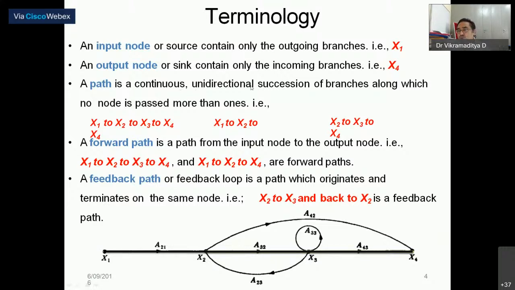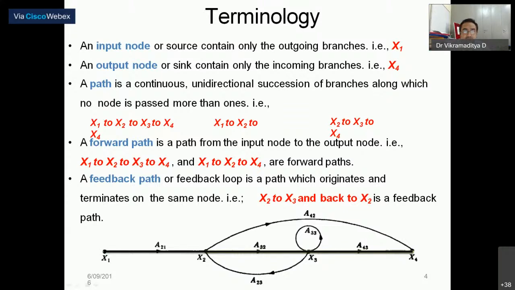It will choose only one direction, that is, either from input to output or from output to input. It is not that you go from input towards output, then again move back towards the input side. No, it is not there. It is always a unidirectional succession of branches. The branches should be in succession, one after another.